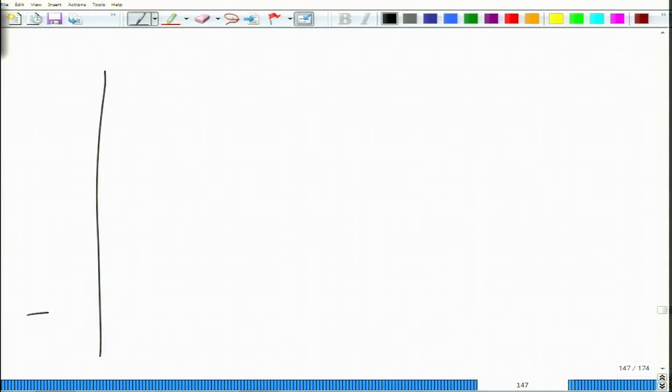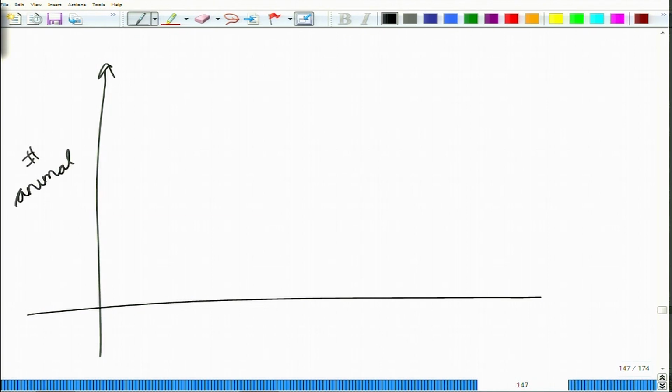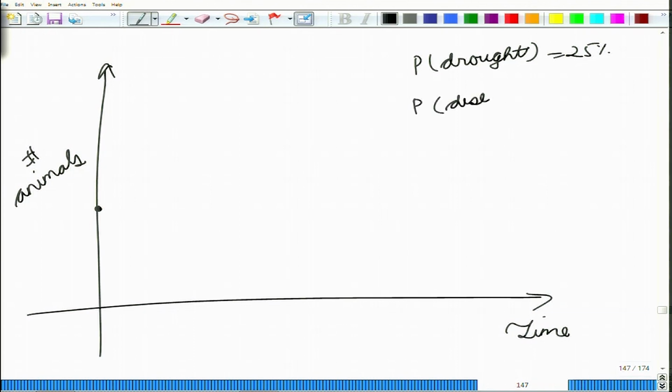We ask this question: suppose this is the number of animals of any species that you are interested in, and this is time, and suppose we have this many individuals and you have a probability of drought of say 25%. So, once out of every 4 years you will see a drought. Probability of a disease is say 33%. So, 1 out of every 3 years you will see a disease. Probability of a forest fire is say around 40%, which means 4 out of 10 years you will see a forest fire.